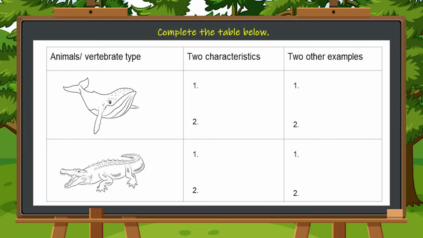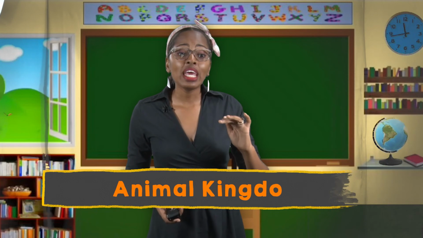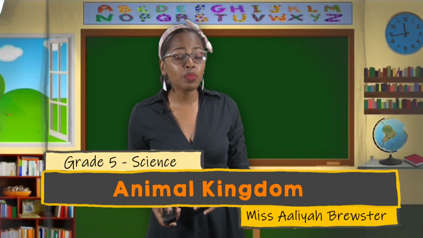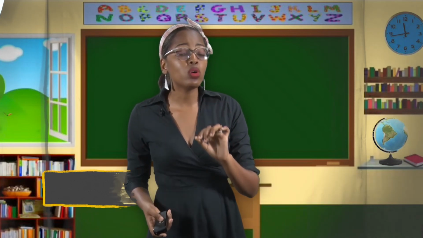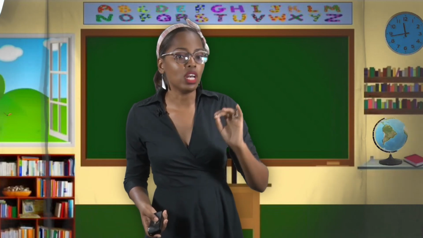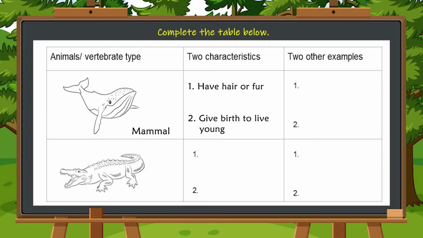For the first picture, we were given an image of a whale. Can you tell me what type of group the whale belongs to? If you guessed mammal, then you are correct. A whale is a special type of mammal. Why? It lives in water, yet it is a mammal, and we know that most mammals live on land. Two characteristics of mammals are they have hair or fur, and they give birth to their young. Two examples of mammals would be humans and monkeys.